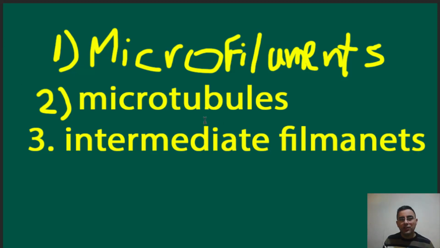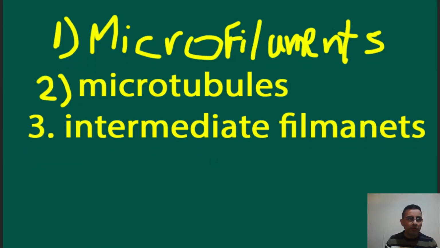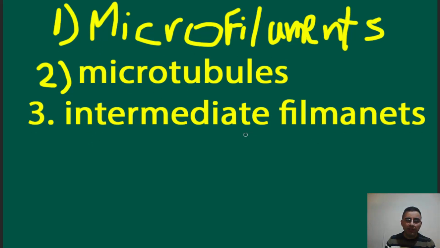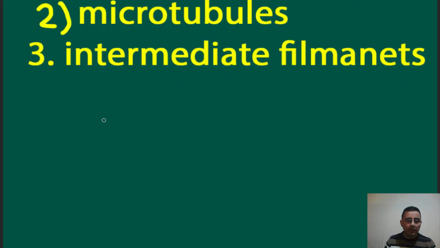What is their function? Their function is any movement in cytoplasm in the cell, contraction reactions, movement of organelles, and cytokinesis. This is the function of these cytoplasmic structures. Where is the location of these microfilaments, microtubules, and intermediate filaments? Let's talk about location.